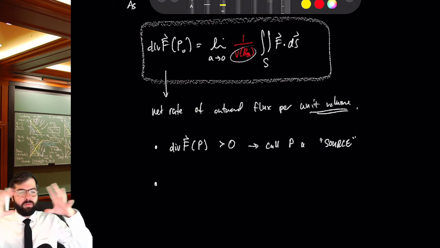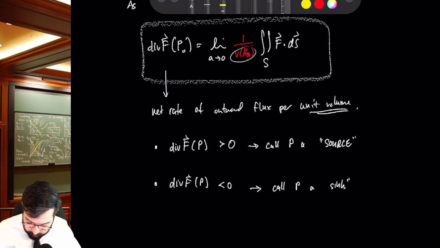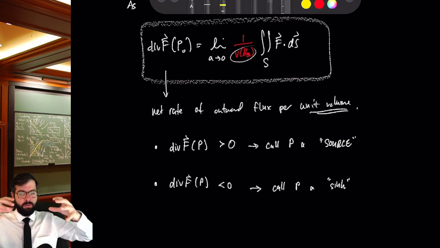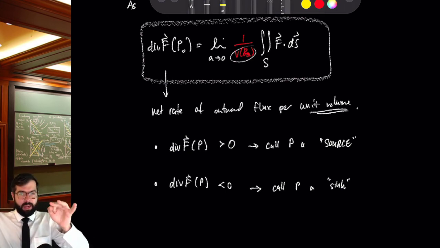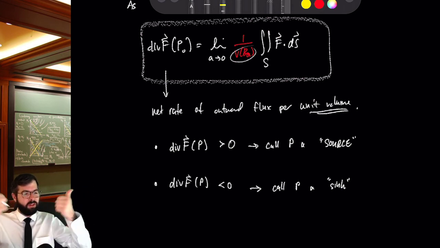Meaning that there's outflowing from this point. And that div F being negative, we call P a sink. All right, so gravity attracts inward. So if we had a mass at the origin acting on another body, there'd be a sinking force. It's moving inward instead of outward.